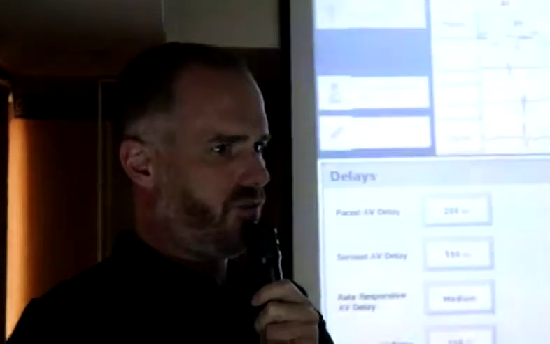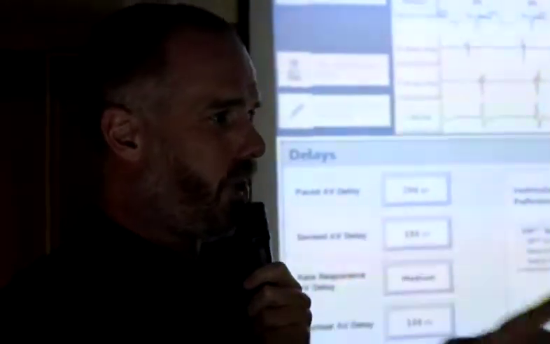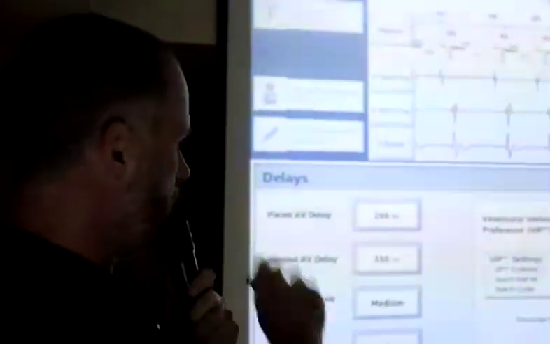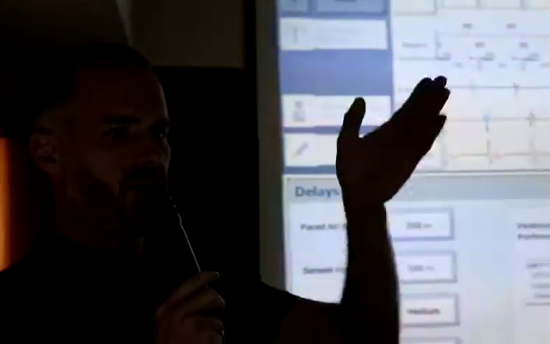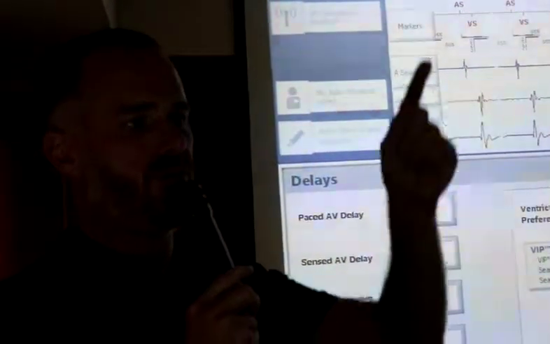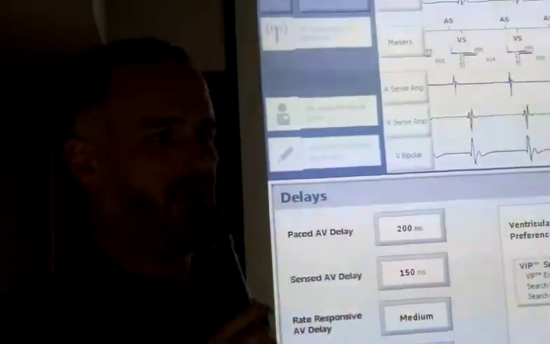Okay, so the recap: a very intermittent AV block. Normally she's in sinus rhythm with a reasonably normal PR interval. What are we going to do with her AV delays? Remembering what an AV delay is: it's the amount of time the device waits after it sees a P wave before it paces the ventricle.